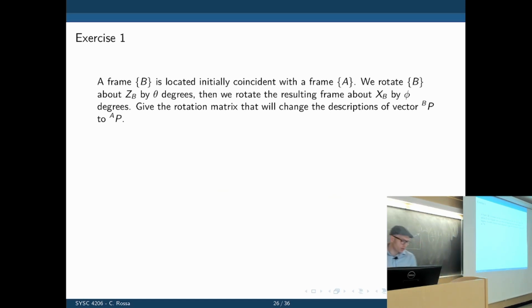Let's do exercise 1. A frame B is located initially coincident with frame A. We rotate frame B about ZB by theta, then we rotate the resulting frame about XB by phi. Give the rotation matrix that will change the description of a vector expressed in B, but in A.